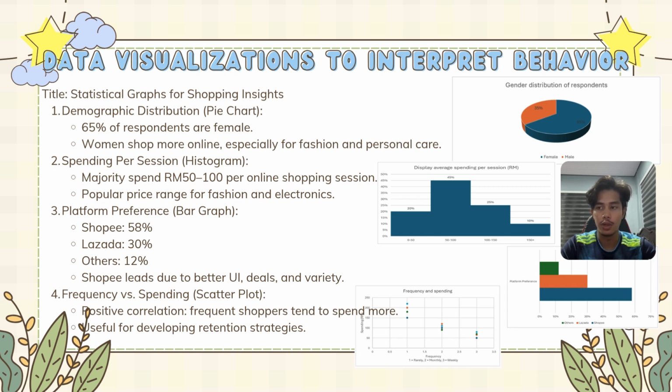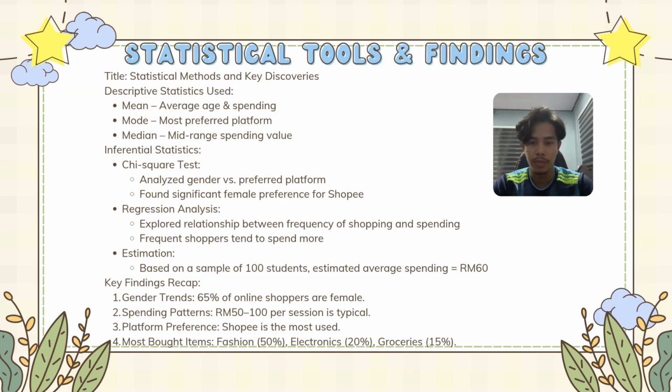Number 4 is frequency and spending. Scatter plot. Positive correlation. Frequent shoppers tend to spend more, and useful for developing retention strategy. Statistic tool and finding. Title: Statistical method and key discovery. Descriptive statistic use: mean, average age, and spending.